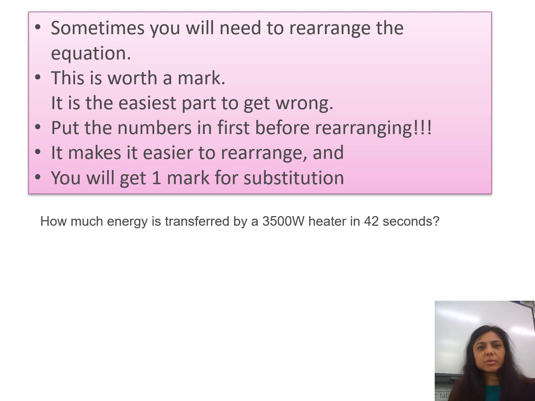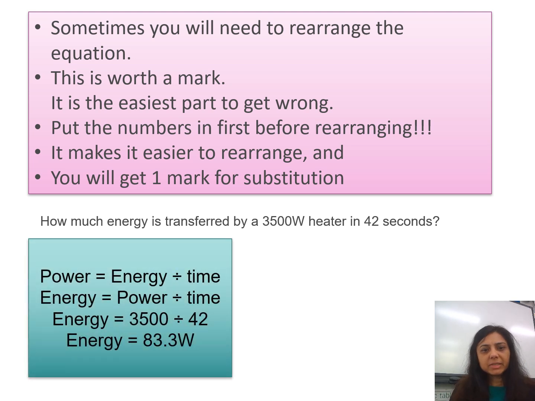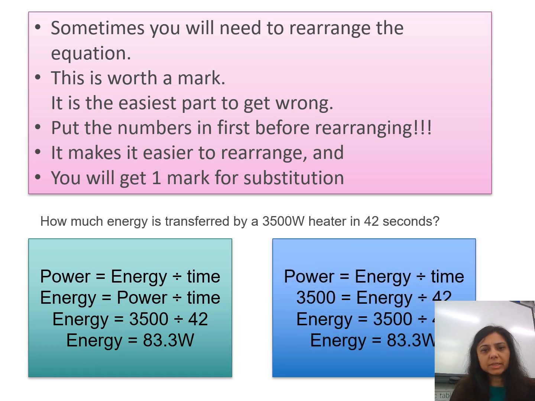So far I've shown you all the examples where you have not had to rearrange the equations, but if you do have to rearrange, you would still get a mark even if you put the numbers in the wrong places. So put the numbers in before rearranging, or you can lose the marks. So let's have a look. Power is equal to energy over time. Energy is power times time. So we need to know which one of these equations we need, so you can then write it down.